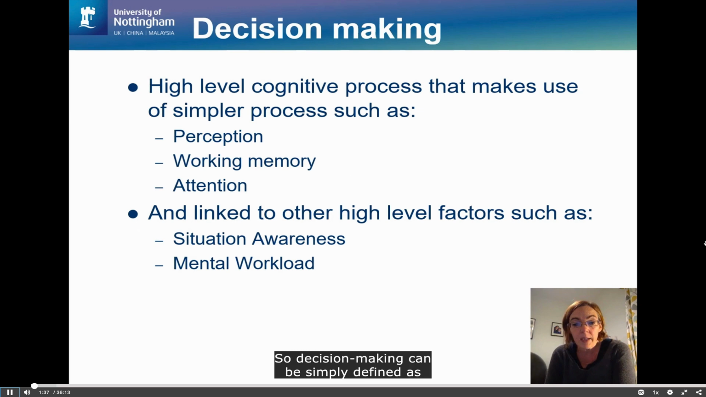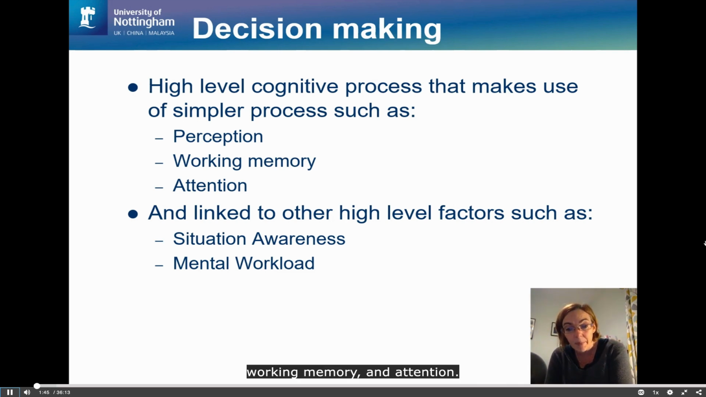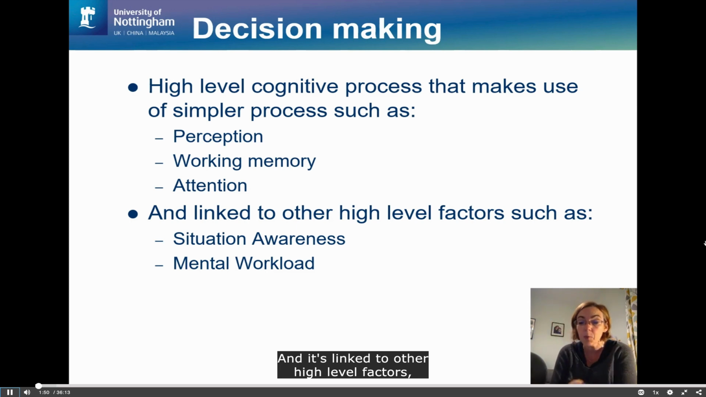So decision-making can be simply defined as a high-level cognitive process that makes use of more basic processes such as perception, working memory and attention. And it's linked to other high-level factors, more applied factors, which we've already talked about, like situation awareness or workload.